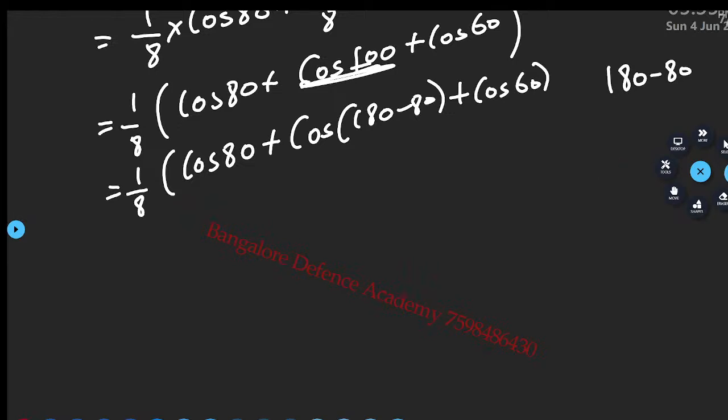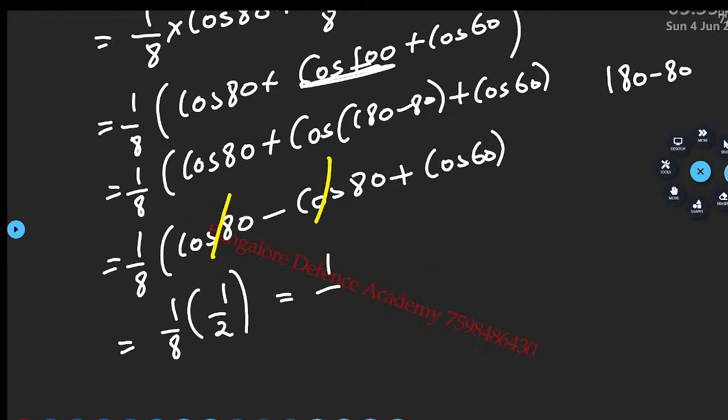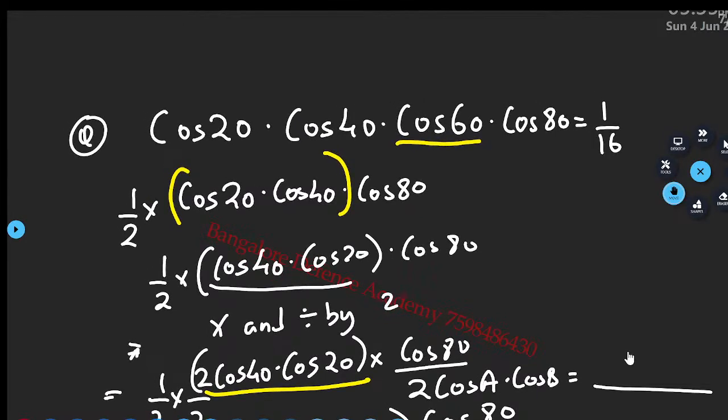Negative. Cos is negative. So here what happens? 1 by 8, this is cos 80 minus cos 80 plus cos 60. Now what will get cancelled? Plus cos 80 minus cos 80 will get cancelled. What is remaining outside? 1 by 8. What is cos 60? 1 by 2. Now 1 by 8 into 1 by 2 is how much? 1 by 16. So did you get the right hand side? 1 by 16. Chalo, start doing it.